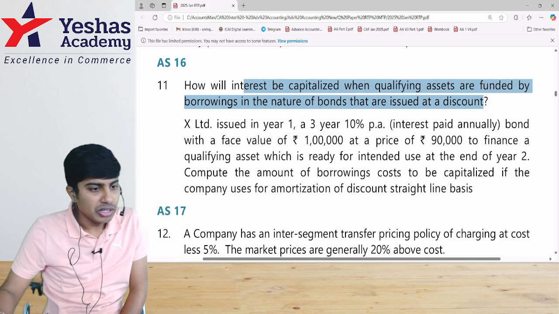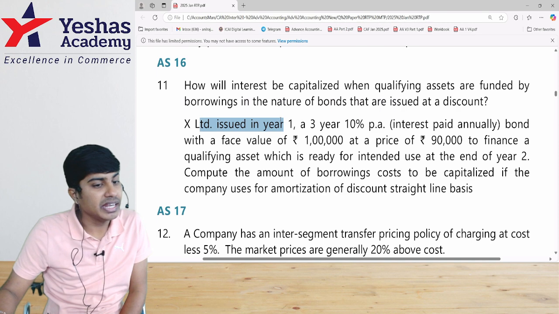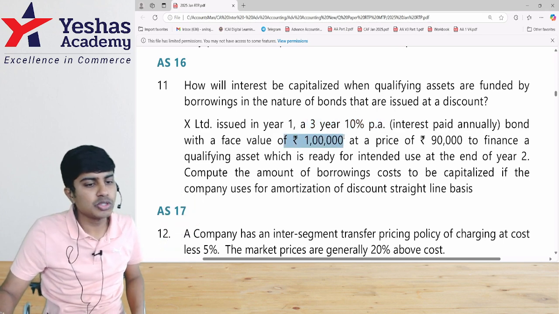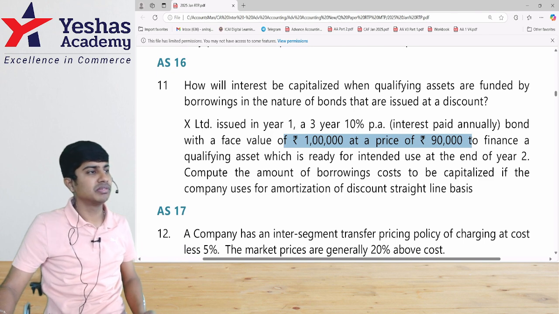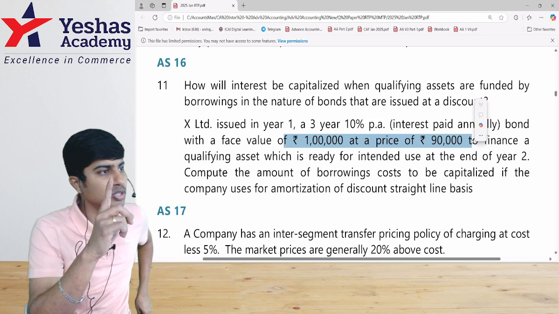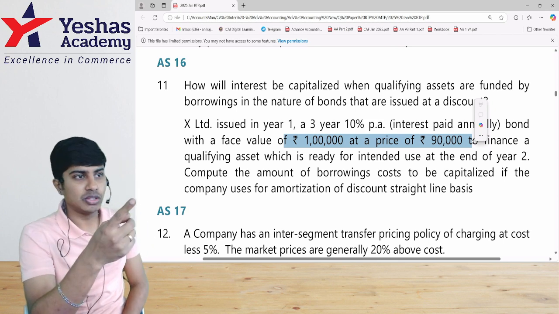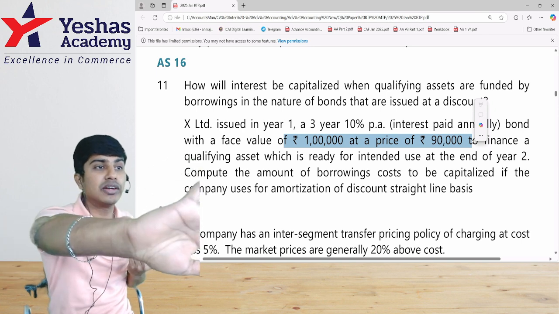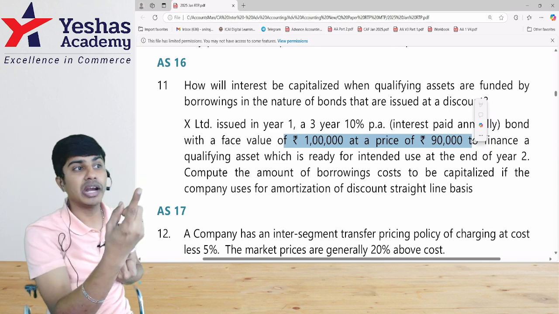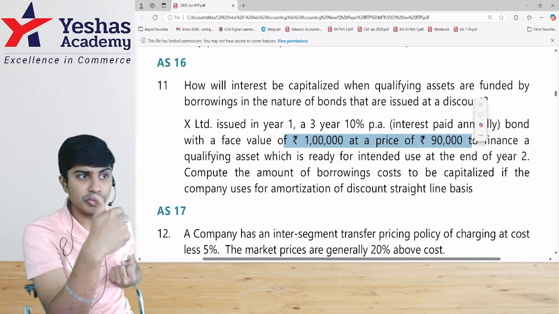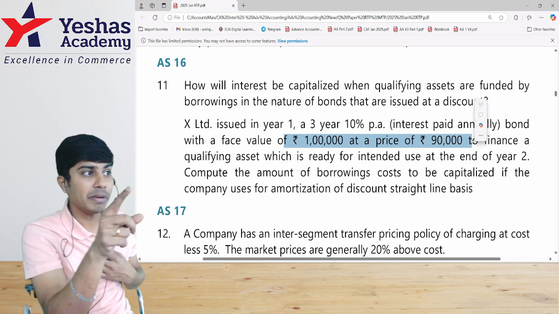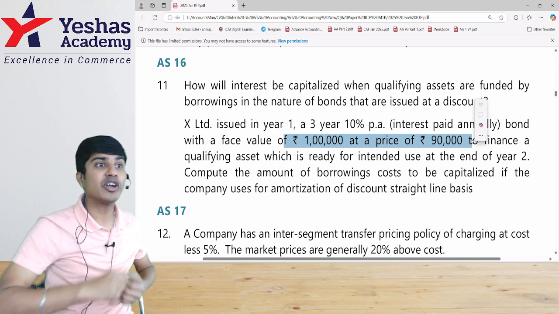Read the question further. They've told us X Limited issued in year 1 3-year bonds, with 10% interest payable annually. Face value is rupees 1 lakh. It is issued at rupees 90,000. So when you issue bonds of face value 1 lakh at only 90,000, you are collecting 90,000 rupees from them but giving away bonds of 1 lakh to them. On redemption, you have to pay them 1 lakh. That 10,000 you need to pay extra is discount on issue, redemption at par, but the 10,000 is in the nature of interest.